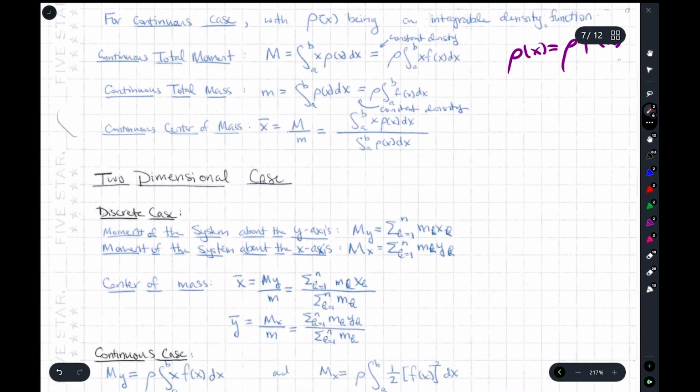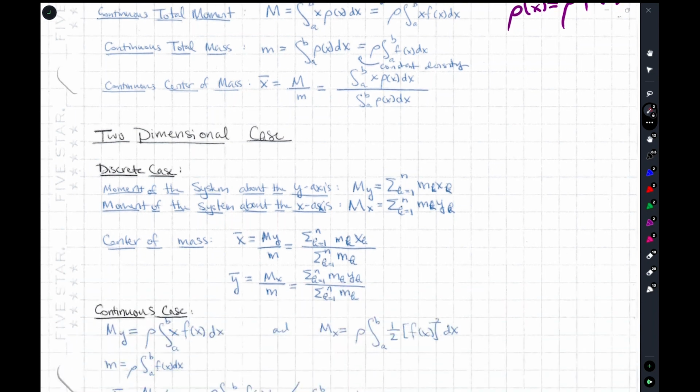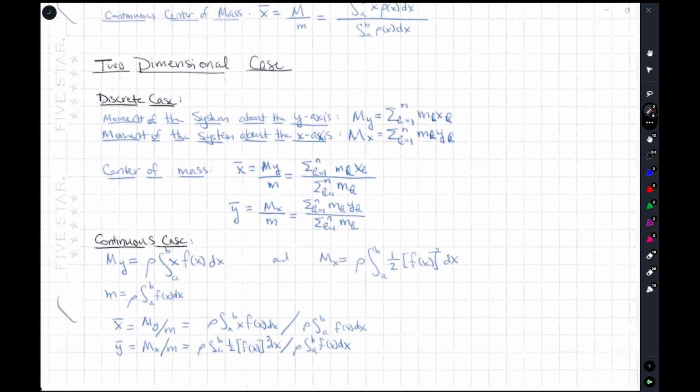For the two-dimensional case, again, we start with the discrete situation and then talk about the continuous one. In the discrete situation, the moment about the y-axis, it's a little confusing, but it's actually the sum where you take each mass and multiply it by the x of that mass. And the moment about x is where you take each mass and multiply it by y.